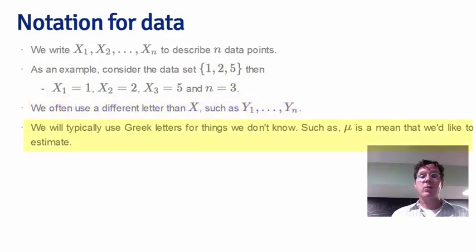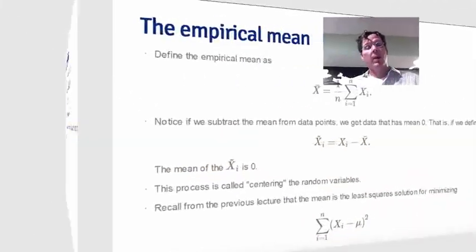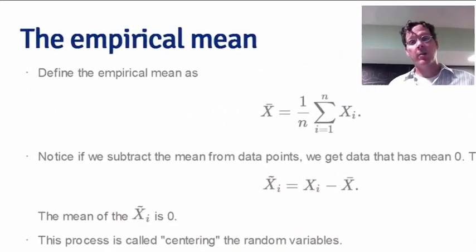The last bit of notation that's important is we're typically going to use Greek letters for things we don't know, population things we don't know, such as mu for a population mean. And then we'll use non-Greek letters, or regular letters, to denote things that we can observe. So x bar is something we can observe. Mu is something we can't observe and would like to estimate. So let's make use of our new notation.